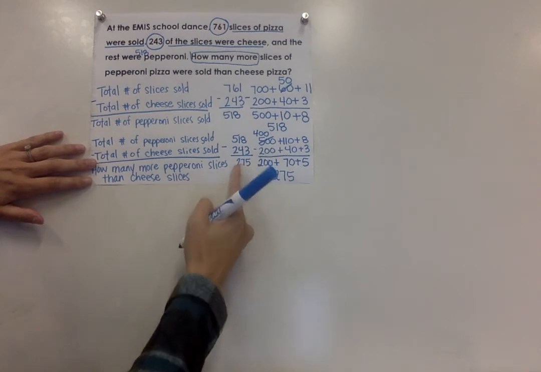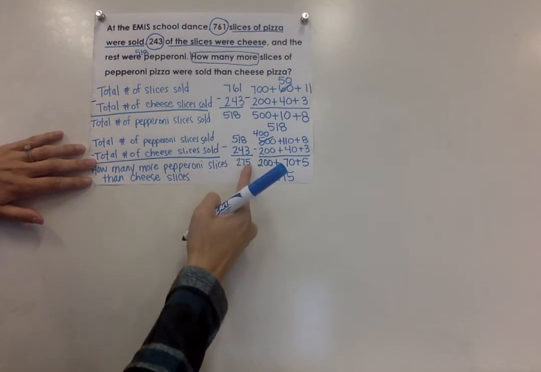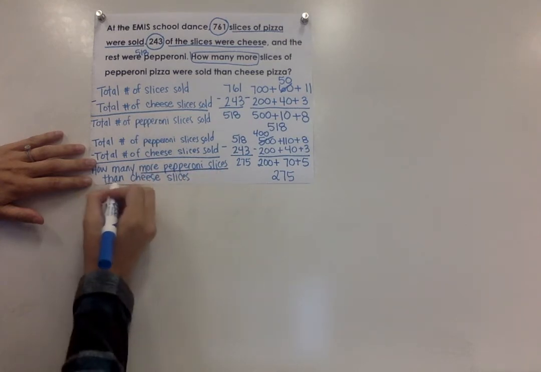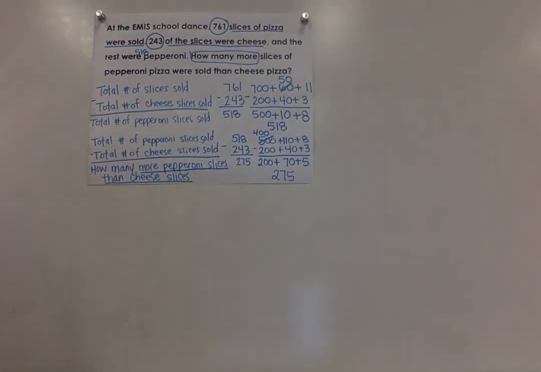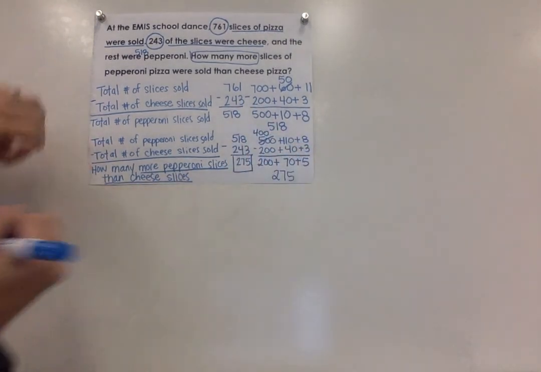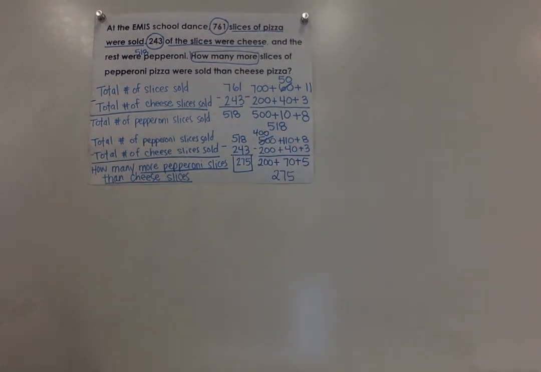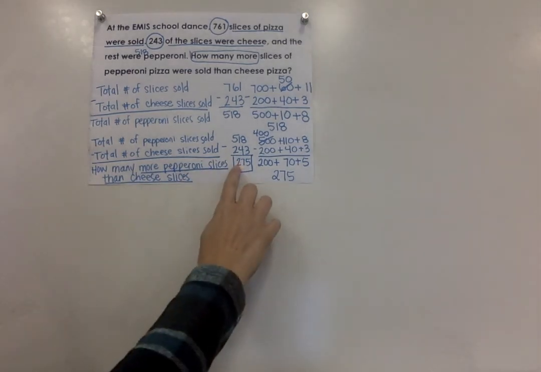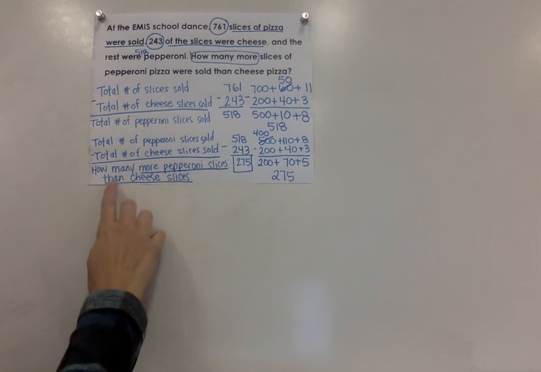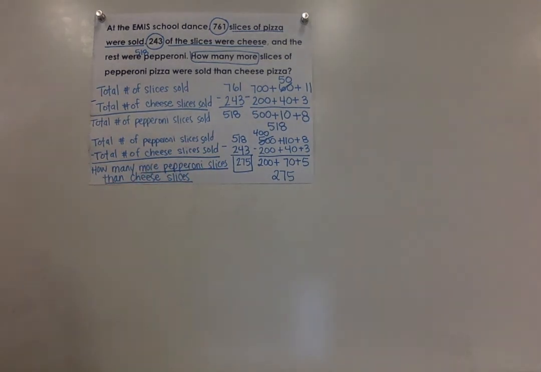So I can say that 275 more pepperoni slices than cheese slices were sold. Whew. Let me box my answer. That was a lot of work. We had to do 2 steps there, but we finally got it. 275 more pepperoni slices were sold than cheese slices.